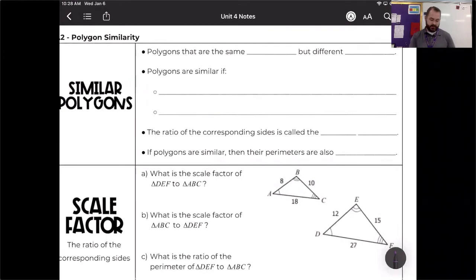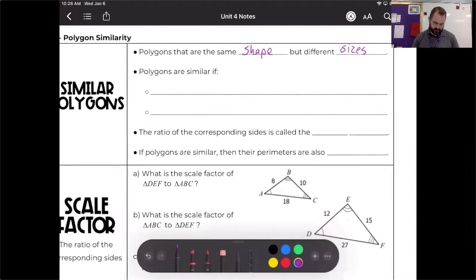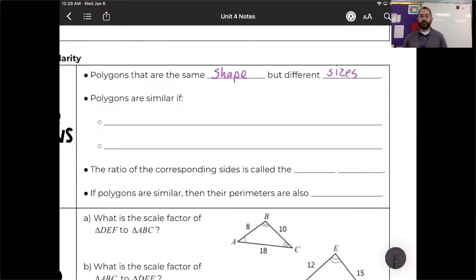Polygons that are the same shape but different sizes, so let me fix that for you a little bit, are considered similar polygons. Polygons are similar if we can say two things. First of all, corresponding angles are congruent, they're similar polygons.